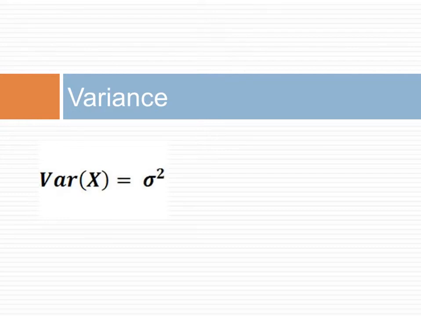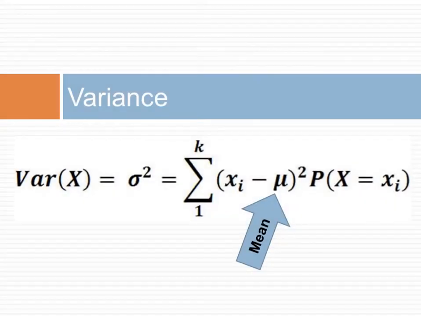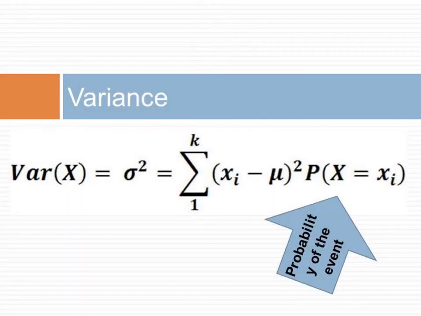The variance of random variable X is shown as sigma squared and is equal to the difference of the value of the event minus mu, the mean or expected value of the random variable, squared, times the probability of the event.